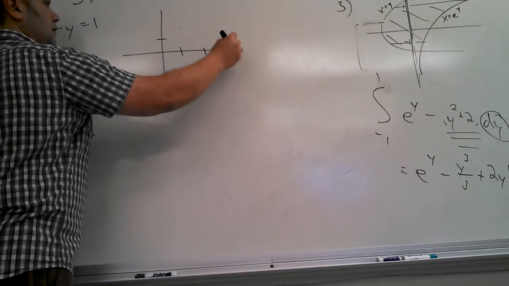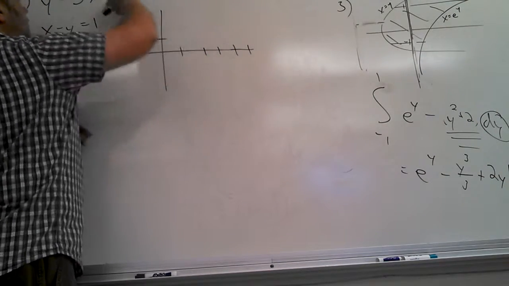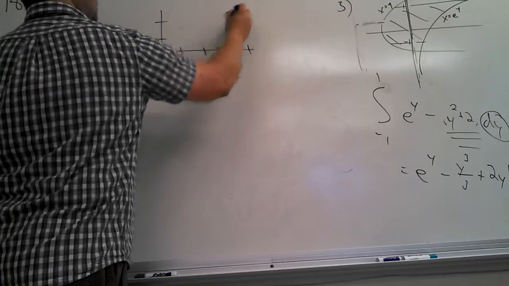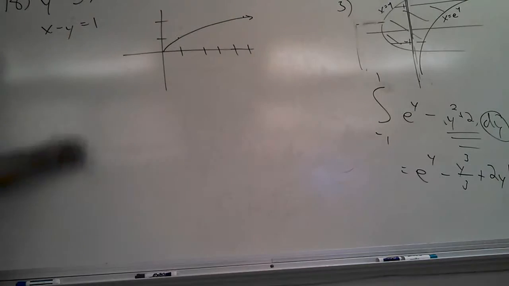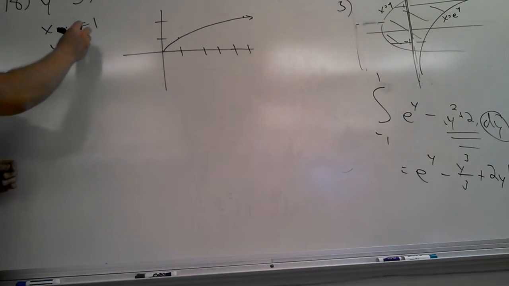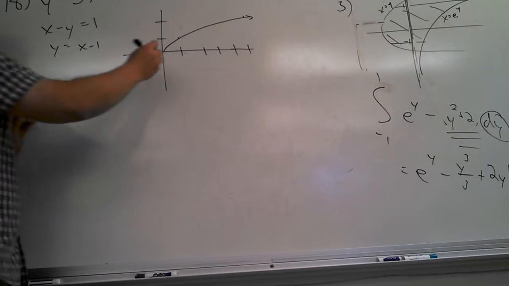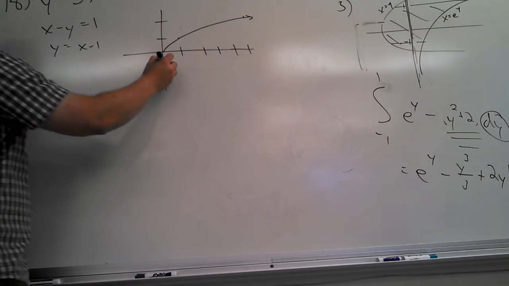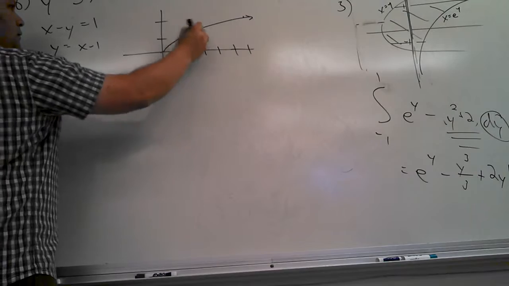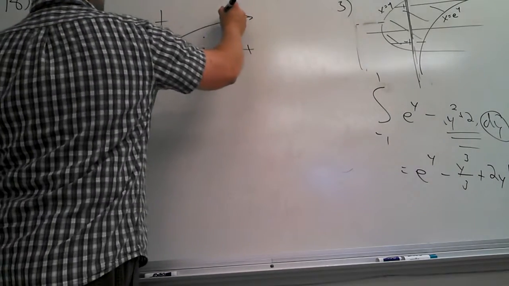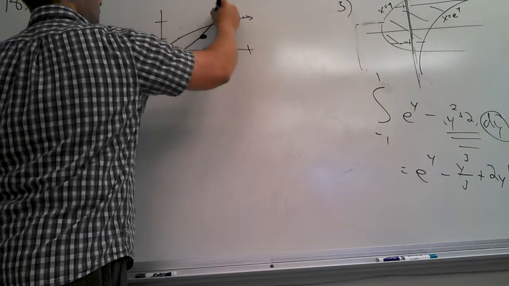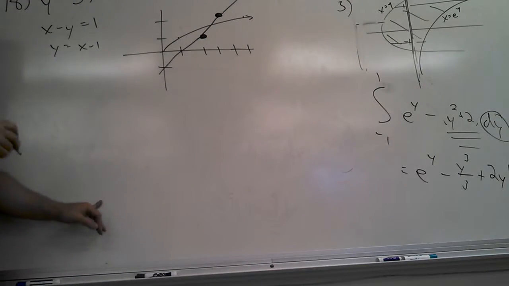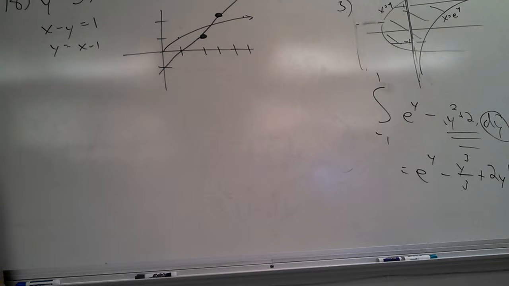Here's my y equals square root of x minus 1. And then this is y equal to x minus 1. So up 1 over 1, up 1 over 1, up 1 over 1. So my line, make a big dot. That's kind of gruesome.